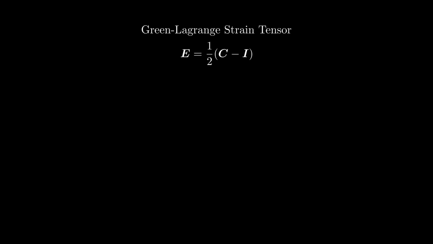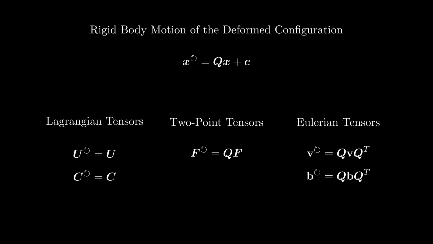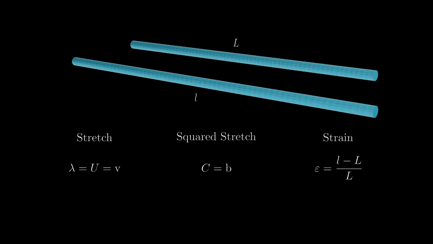Alternatively, we can define a strain that depends on the left Cauchy-Green tensor, the Euler-Almansi strain tensor, lowercase e. It is defined as 1/2 times I minus the inverse of B. The Green-Lagrange strain tensor is a Lagrangian strain tensor, and the Euler-Almansi strain tensor can be interpreted as its Eulerian counterpart. Finally, note that in one dimension the Green-Lagrange and Euler-Almansi strain are not equal. Only when the deformation is small, both of these strains converge to the infinitesimal strain epsilon.